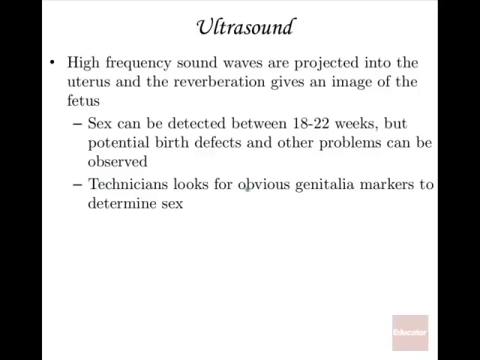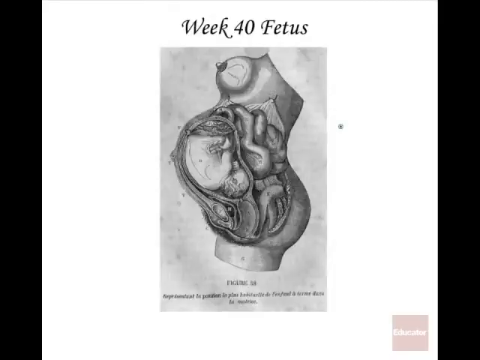Technicians look for obvious genitalia markers to determine sex. So at this point in time, when you're around the 20-week mark or so, you can look at the genital region and see whether or not there's the labia majora. You can see whether or not there's an early penis with the testicular region.